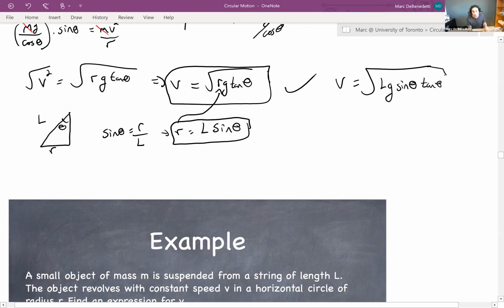Depends what they give you. If they give you R in the question, you don't need to do that extra substitution. If they give you the hypotenuse, like the length of the string, and not R, then you can go back and swap that out.